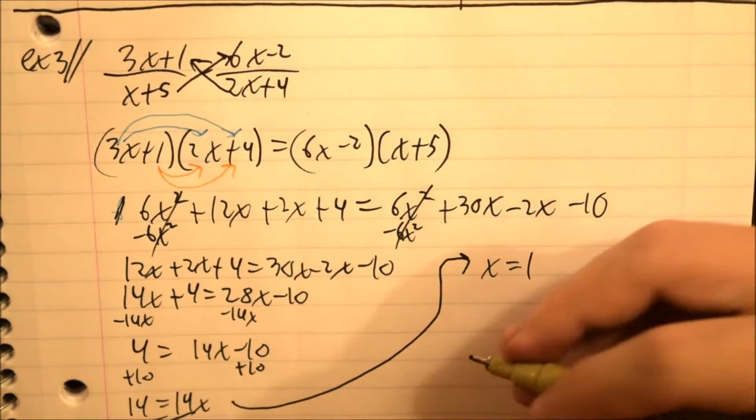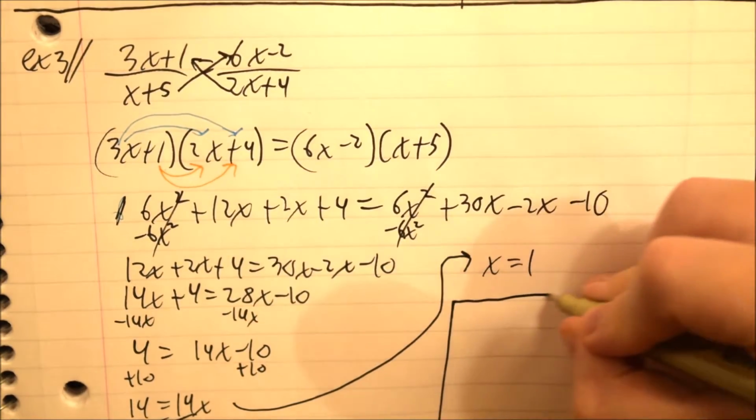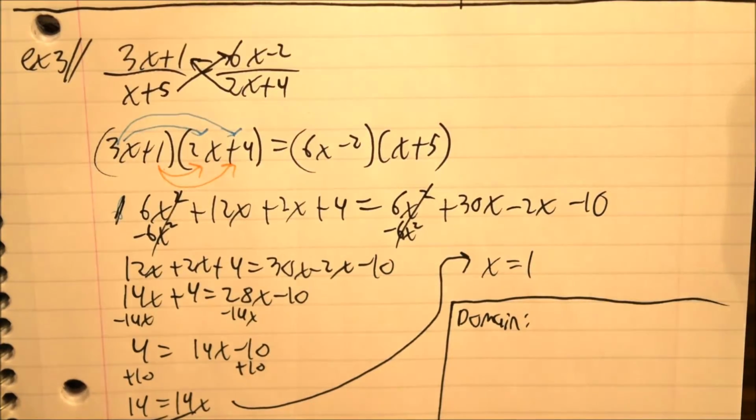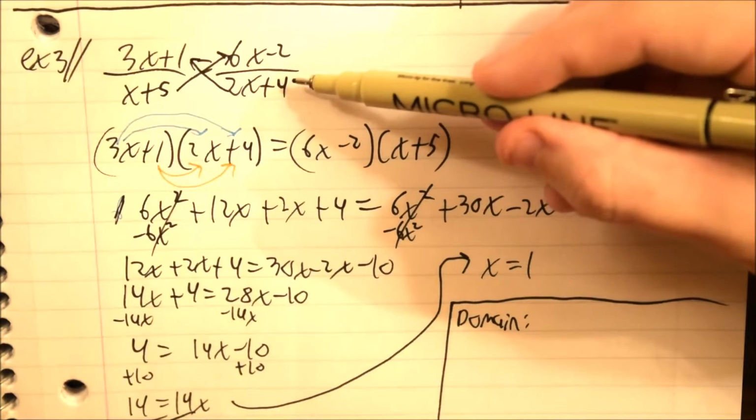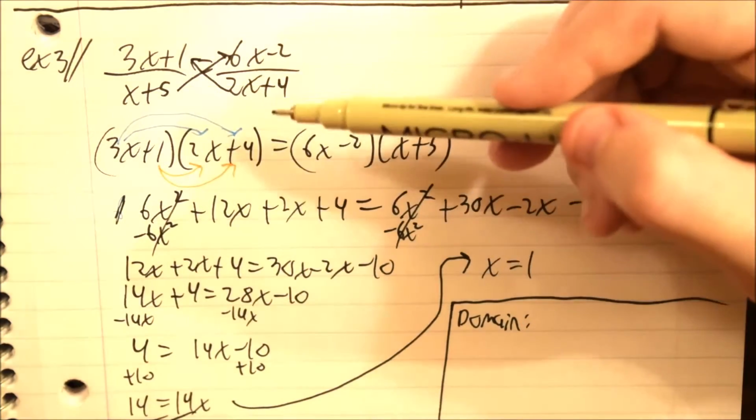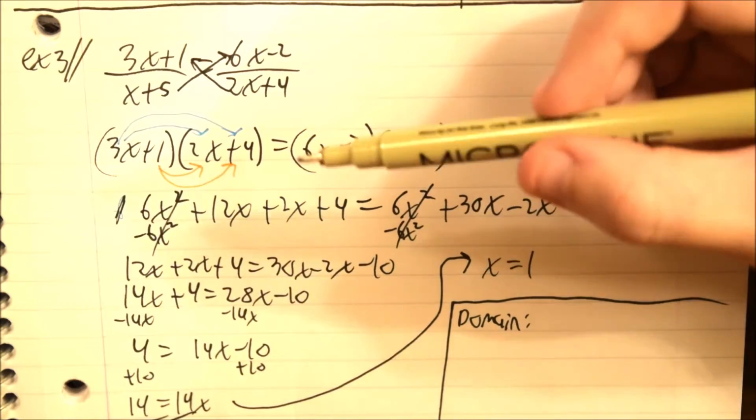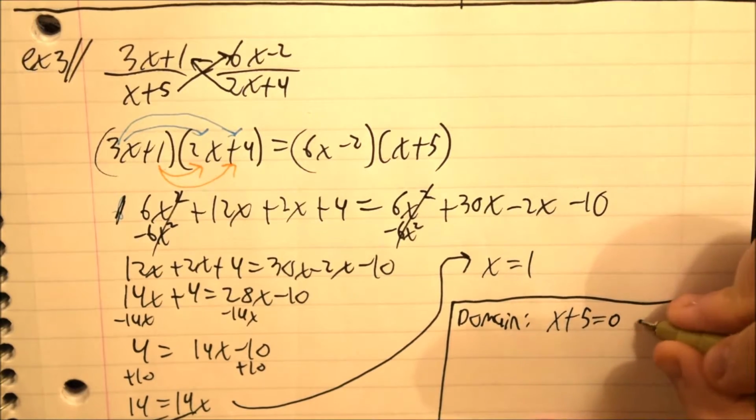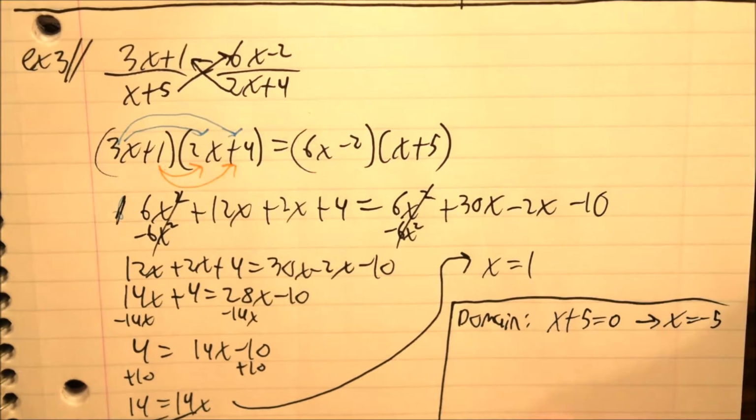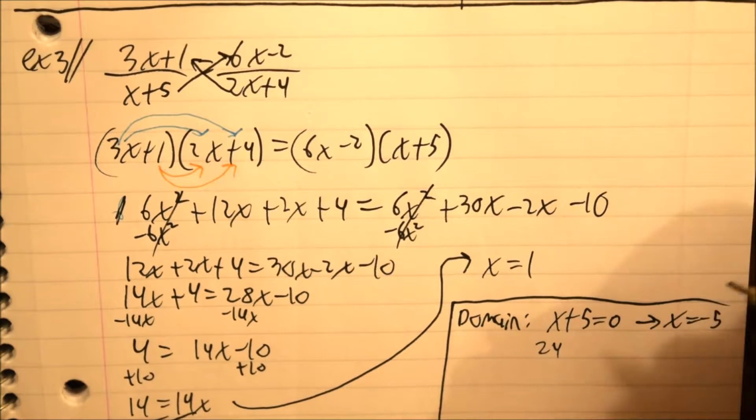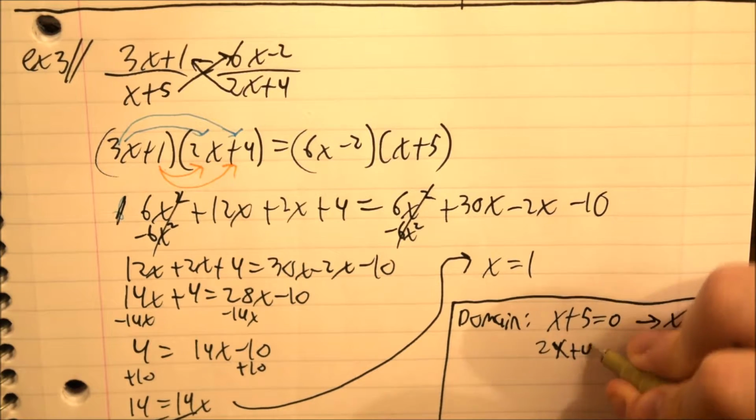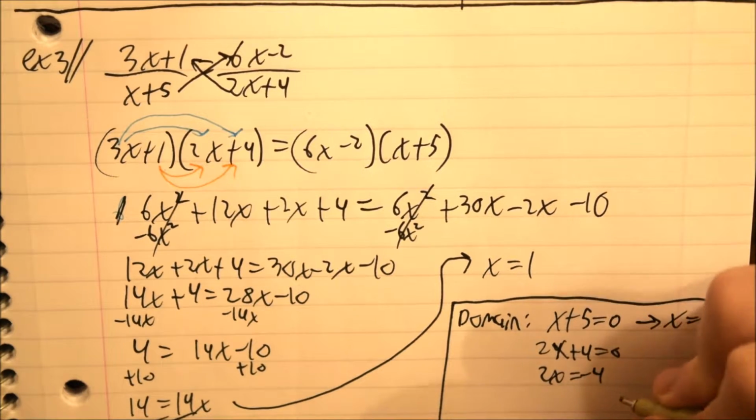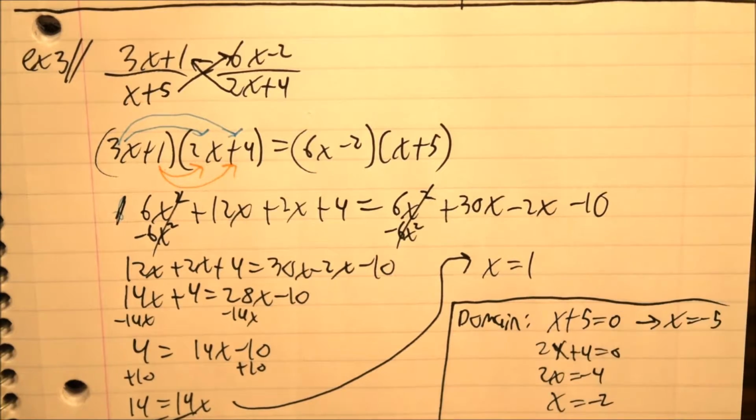Okay, so now I want to check the domain of this equation. So I'm going to set both of these denominators equal to 0, because now I have two different denominators, two possibilities where the equation would be undefined. So I have the first term equal to 0, gives me that x equals negative 5, and then I have 2x plus 4 equal to 0. That gives me that 2x equals negative 4, which gives me x equals negative 2.